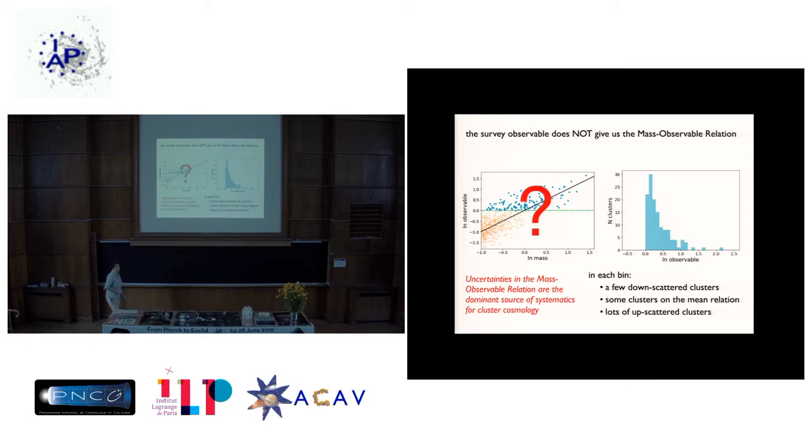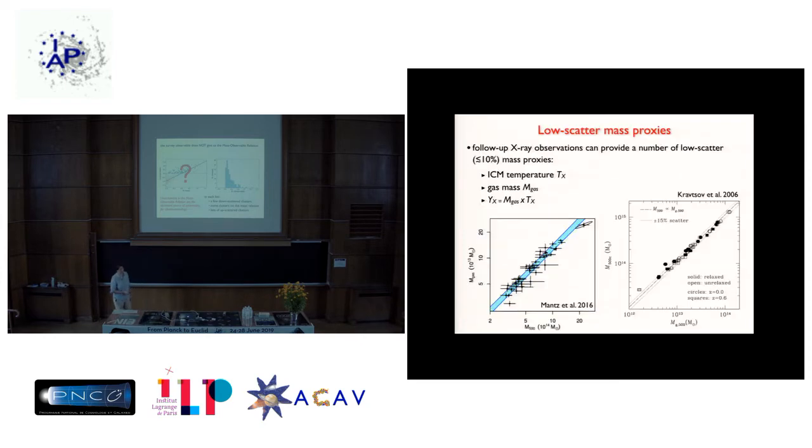So what we need to do to do cosmology is to reconstruct what this relation is. And the uncertainties in the mass observable relation are currently the dominant source of systematics in cluster cosmology, and they will probably also stay the dominant systematics in cluster cosmology. So how do we go about this? This is where I tell you about the weighted joints approach, which worked really well. And it has two components.